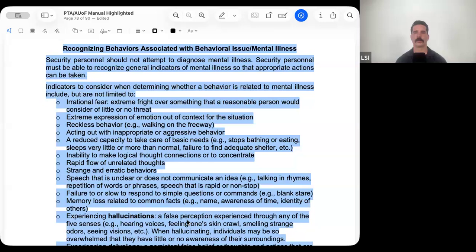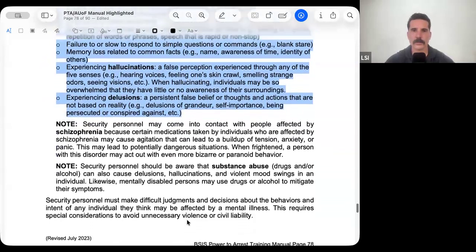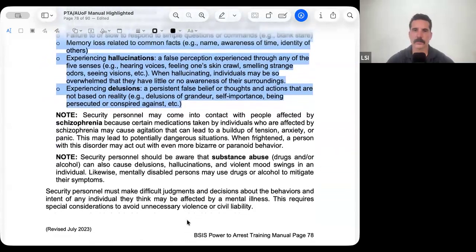Others: experiencing hallucinations, a false perception experienced through any of the five senses, hearing voices, feeling one's skin crawl, smelling strange odors, seeing visions, etc. When hallucinating, individuals may be so overwhelmed that they have little or no awareness of their surroundings. Experiencing delusions, a persistent false belief or thoughts and actions that are not based on reality, e.g., delusions of grandeur, self-importance, being persecuted or conspired against, etc.